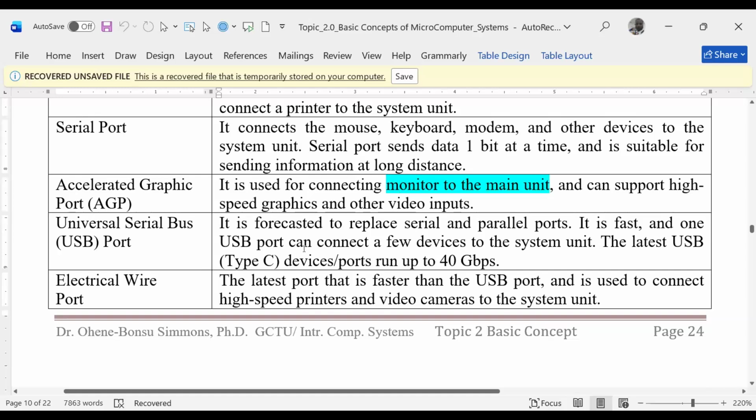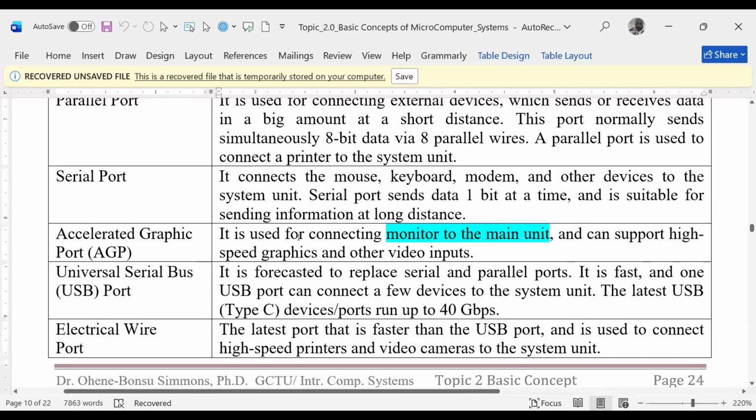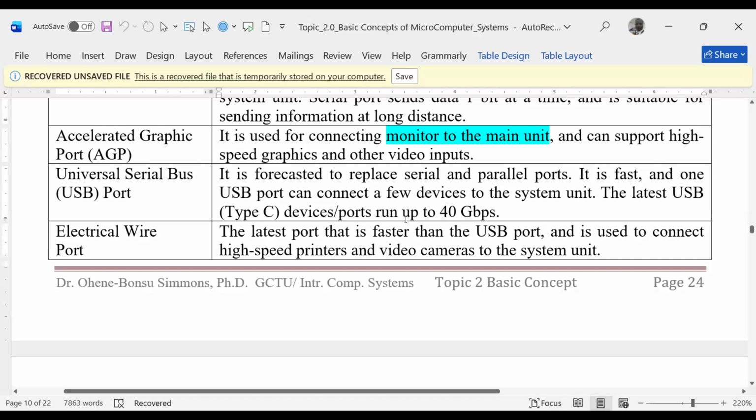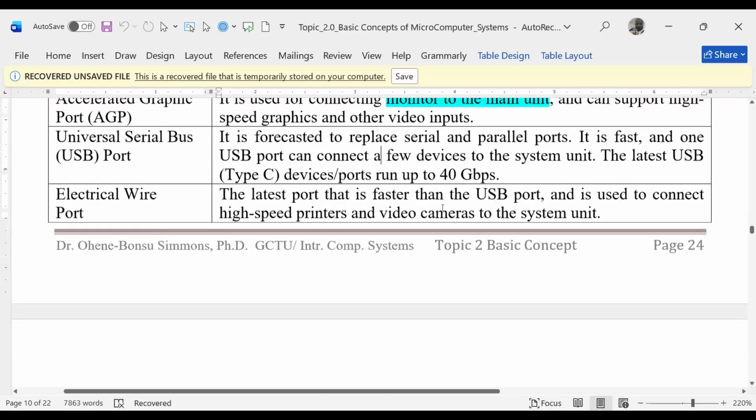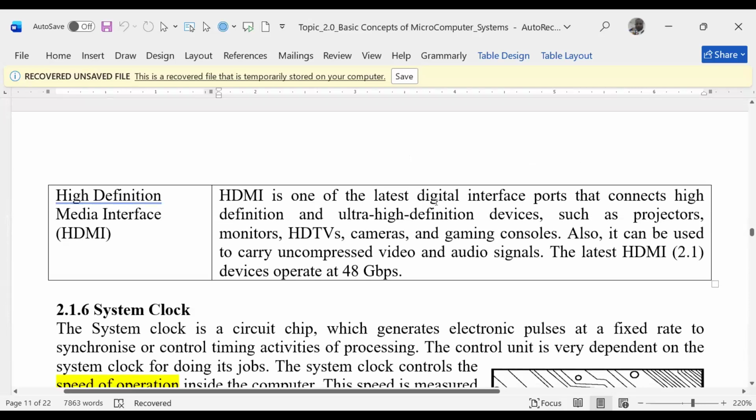Then the USB, you are aware of how it works. The USB has different types. Type C is more powerful. It can transfer 40 gigabits per second of data. And this one is replacing the USB port, replacing the serial and even the power. Then the electrical wire is also more powerful than the USB. HDMI is also the latest, very powerful, transferring a huge amount of data from one place to another.